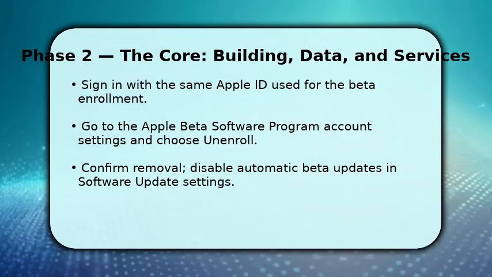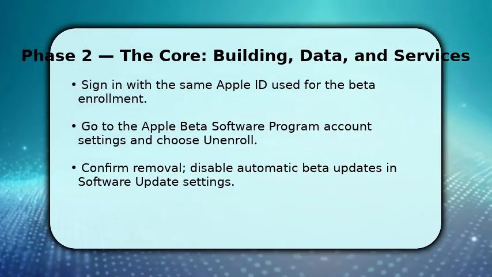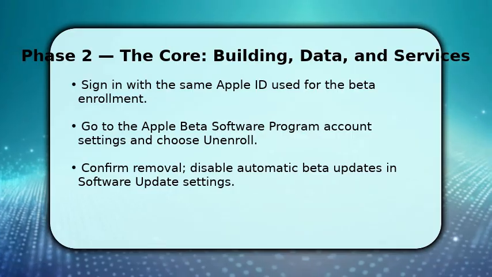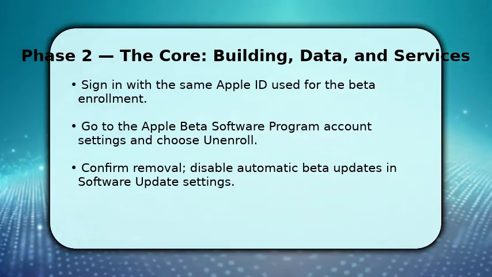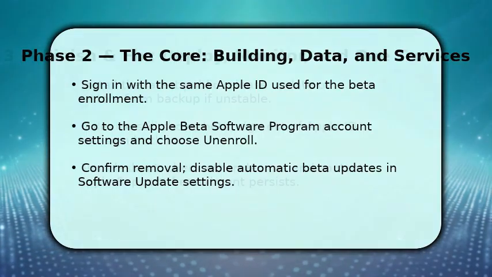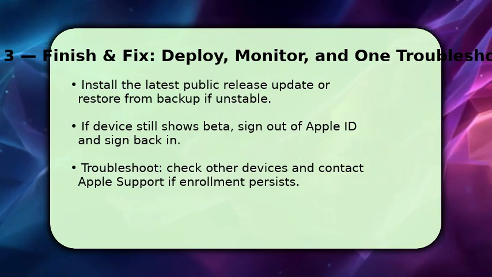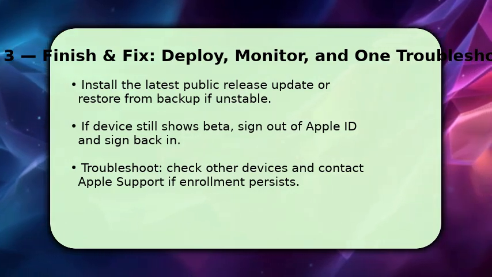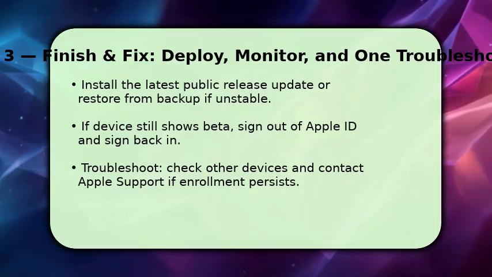Then make sure in Settings or System Settings, you turn off automatic beta updates in Software Update. Otherwise, the device could still offer beta packages until it sees the unenrolled. Finally, complete the transition by installing the latest public release. This replaces any beta bits still present.